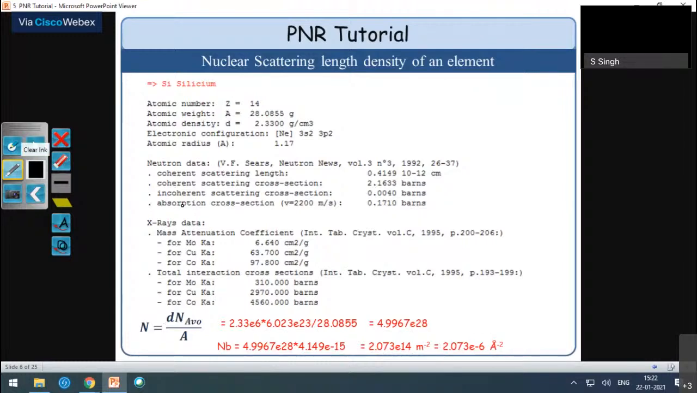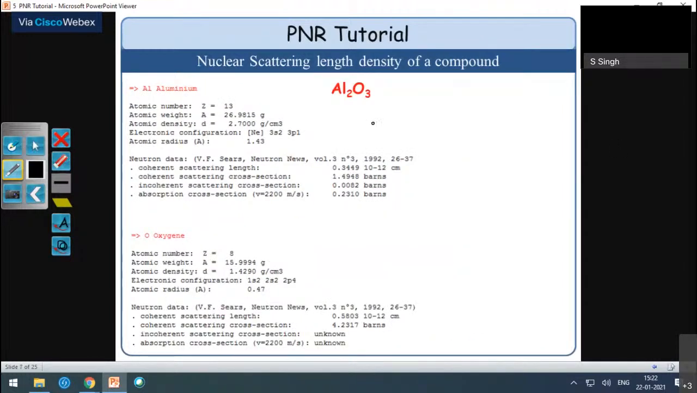Now suppose you have a compound like Al2O3. Okay, so how do we calculate the scattering length density for this? What we have to do is get the information for aluminium and oxygen. We know the density, not the individual aluminium and oxygen density, but the density for this compound. So we should have the scattering length for aluminium, the scattering length for oxygen, and the density for this compound. Okay, and you can calculate the molecular weight for this compound also.